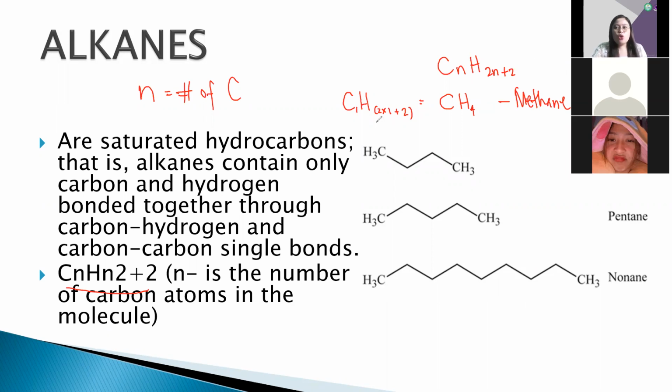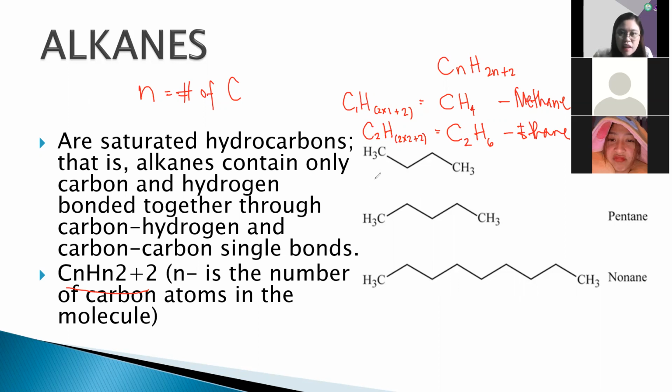So what if 2 carbons? Like C2 and then H2N, so 2 times 2 plus 2. What if our alkane has 2 carbons? This becomes C2, and for the hydrogen, 2 times 2 is 4, plus 2, it's 6. So this will be the formula of our ethane. That's how you know the molecular formula of our alkanes if we just know how many carbons are present in the compound.